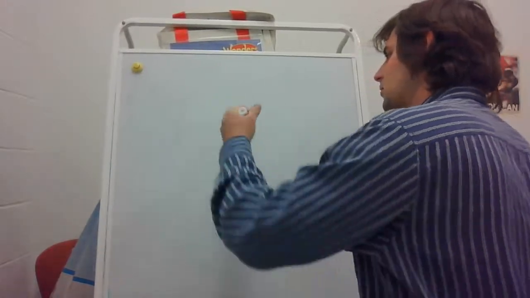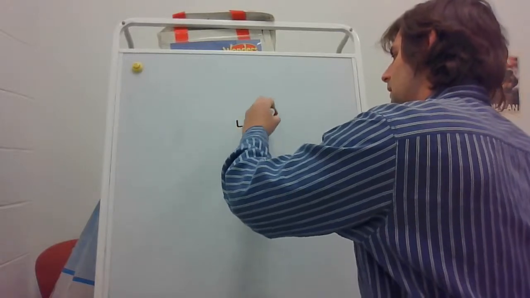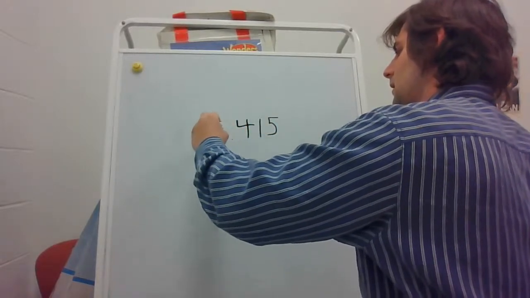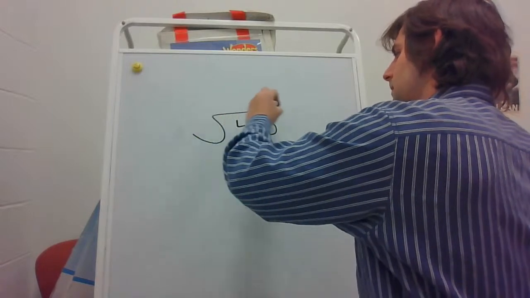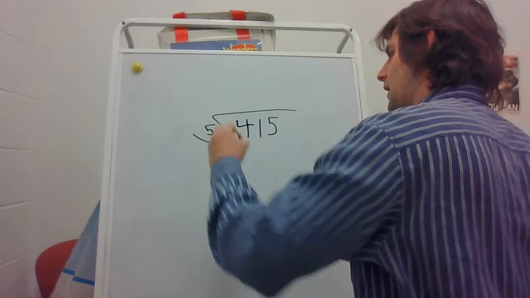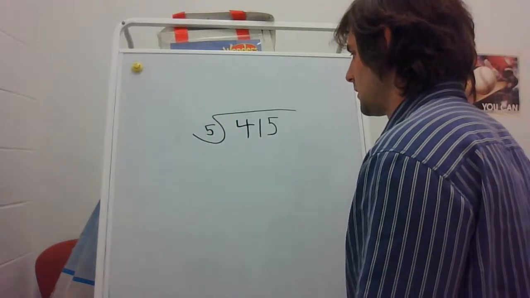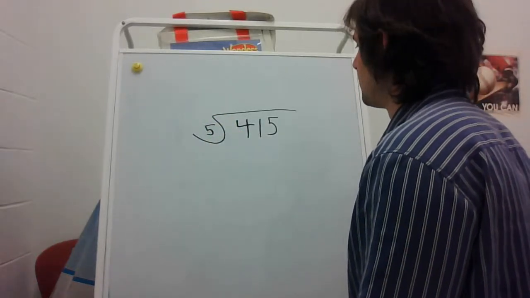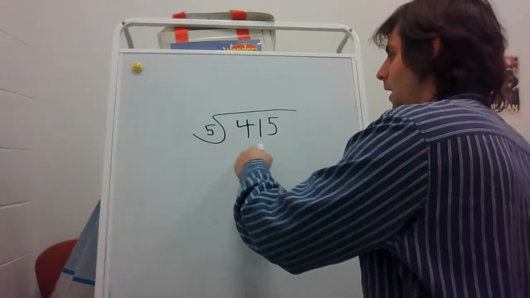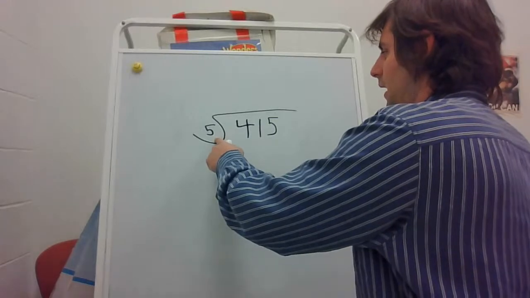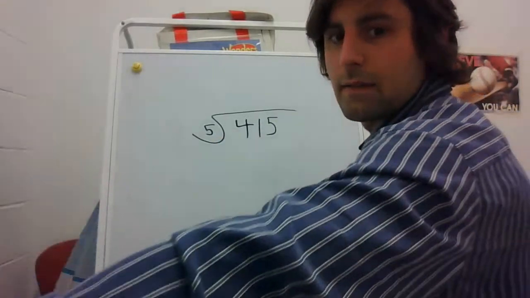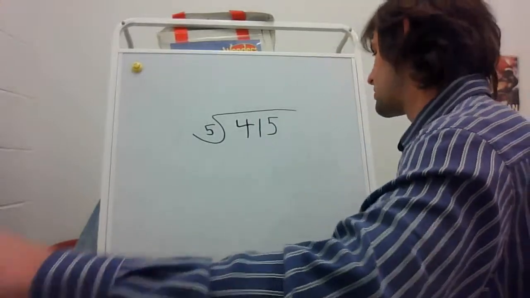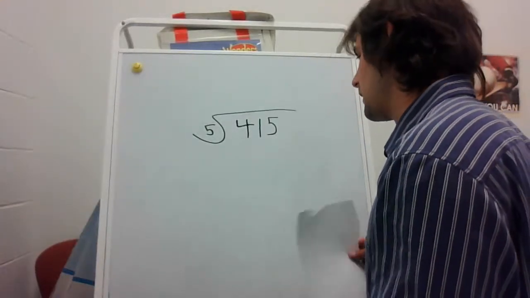All right, now I'm going to do 415 divided by 5. All right, so 415 divided by 5. Now, the first thing I'm going to do is divide by the smallest number possible.